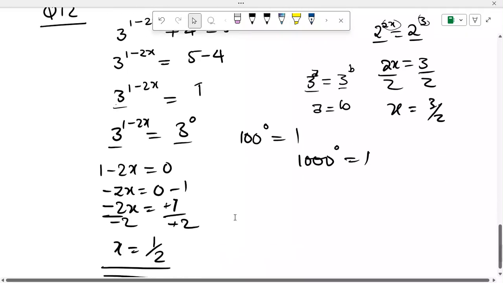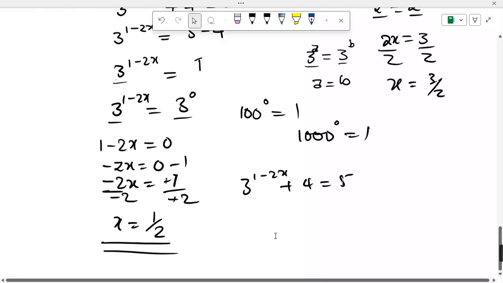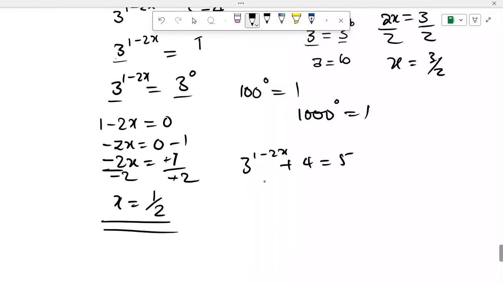So I will solve it again. So you have 3 to the power 1 minus 2x plus 4 equals 5. Okay, so like terms. This has x, this one is just a number and this one is just a number, meaning they're like terms. You take this to the other side. So you have 3 to the power 1 minus 2x equals 5 minus 4, which is 1.